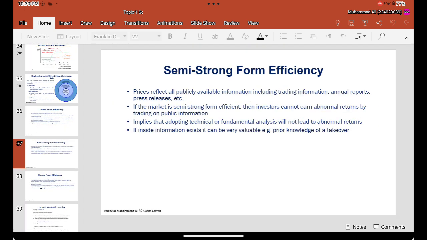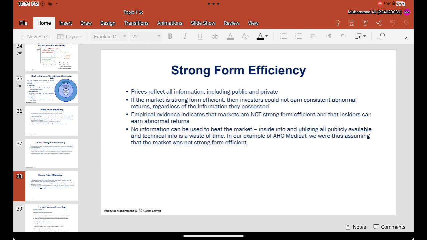Now, if we look at semi-strong form, it implies adopting technical analysis will not lead to abnormal returns. So whether you do technical or fundamental analysis, it will not lead to abnormal returns. You cannot predict the market with either one of them, right? In semi-strong form, you can only beat the market with inside information. And finally, strong form: prices reflect all information, including public and private. So insiders can earn abnormal returns. You can beat the market if you know inside information.